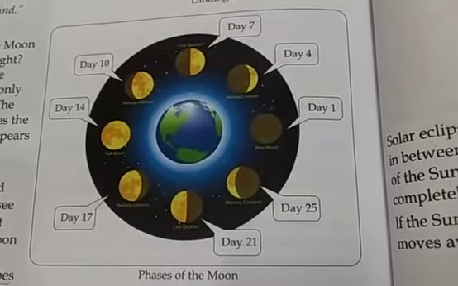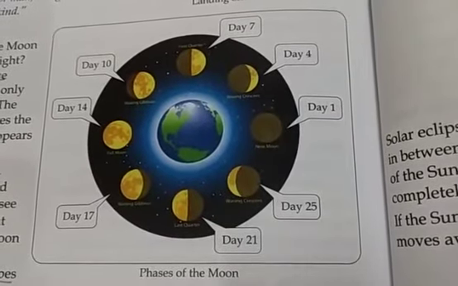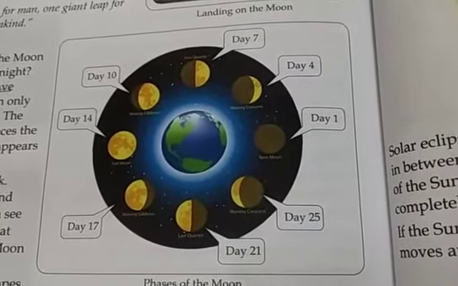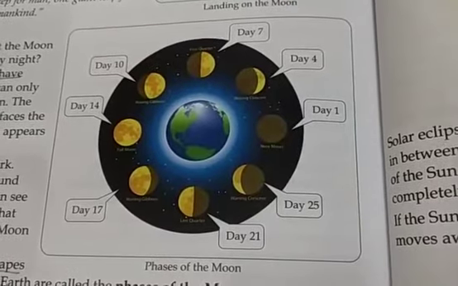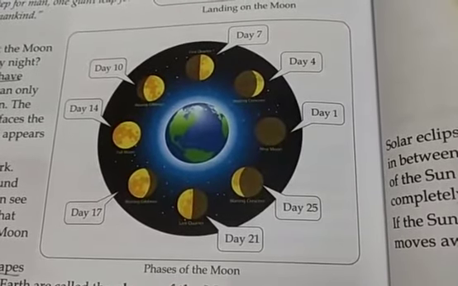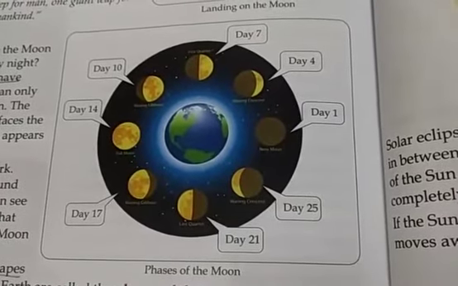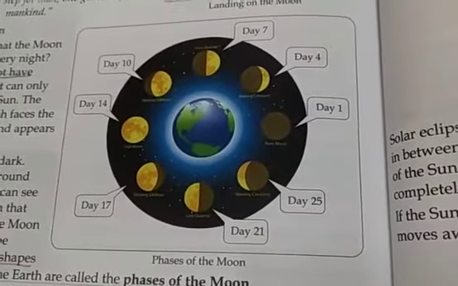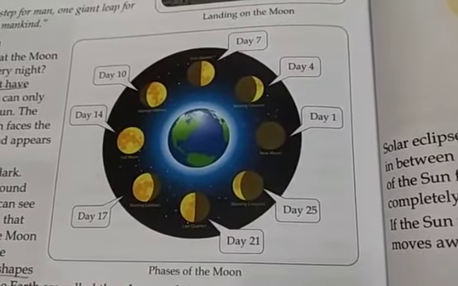Now we will learn that the side of the moon which faces the sun reflects the light and appears bright. Whichever side of the moon faces the sun gets the reflection of the sun and it looks bright. And the other side of the moon, which is away from the light of the sun, appears to be dark. Thus the moon appears to change its shape every night.